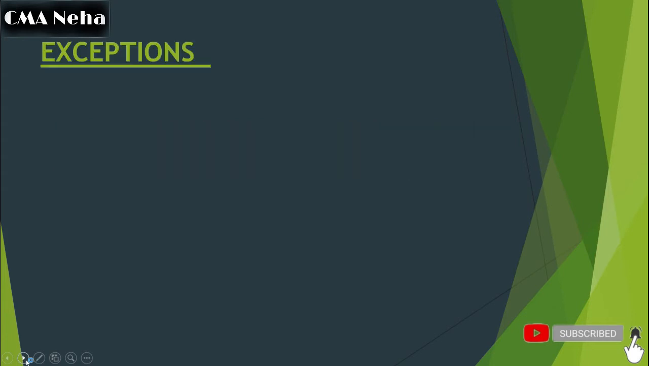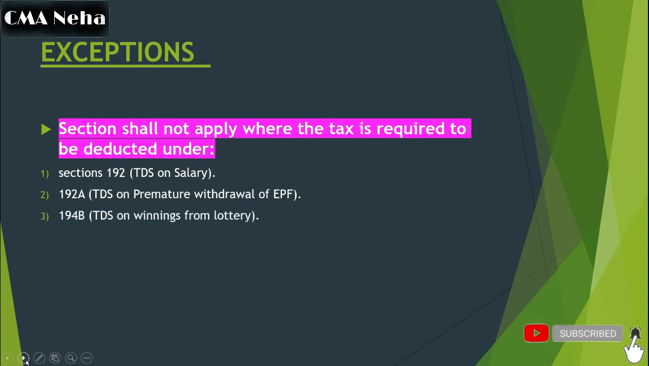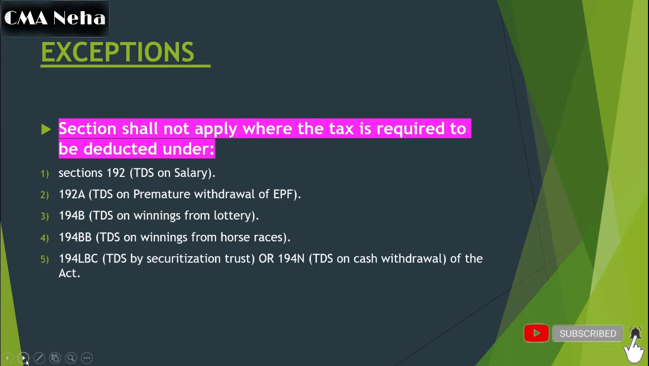Now let's talk about the exceptions to the section. So section shall not apply where the tax is required to be deducted under सेक्शन 192, सैलरी पर्सन का TDS आप डिडक्ट कर रहे हो तो एप्लीकेबल नहीं होगा. अगर 192A प्रीमेच्योर विड्रॉल ऑफ EPF है तो डिडक्ट नहीं होगा. अगर 194B विनिंग फ्रॉम लॉटरी उसमें डिडक्ट नहीं होगा. 194BB विनिंग फ्रॉम हॉर्स रेसेस, 194LBC सिक्योरिटाइजेशन ट्रस्ट के लिए डिडक्ट नहीं होगा.